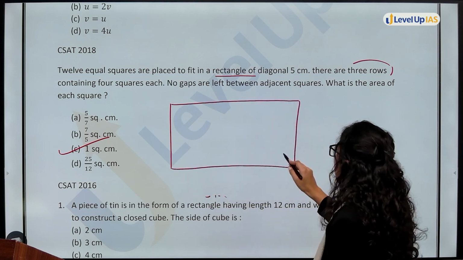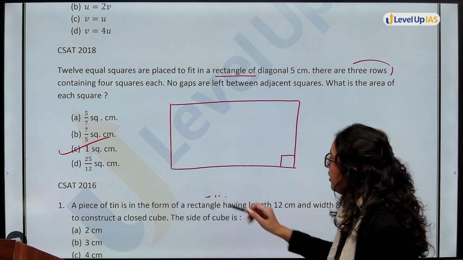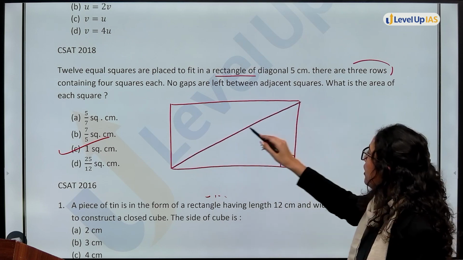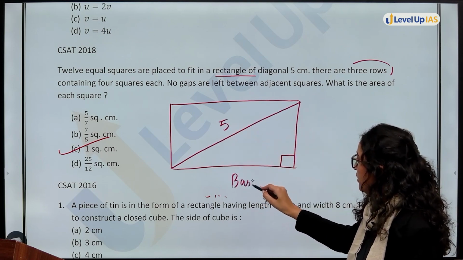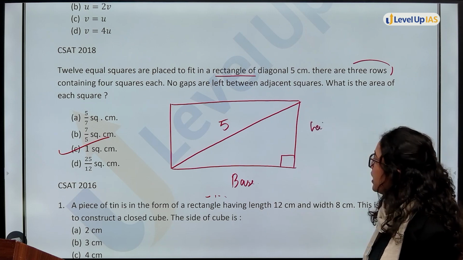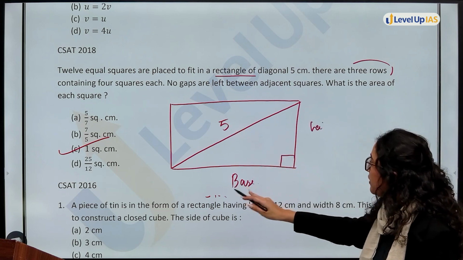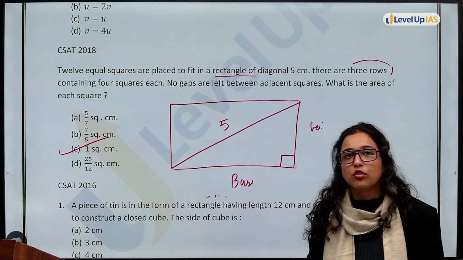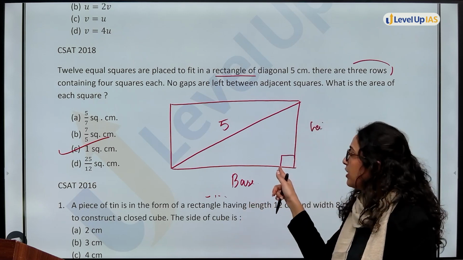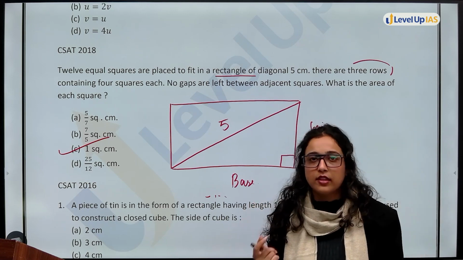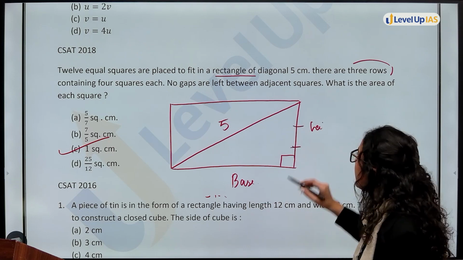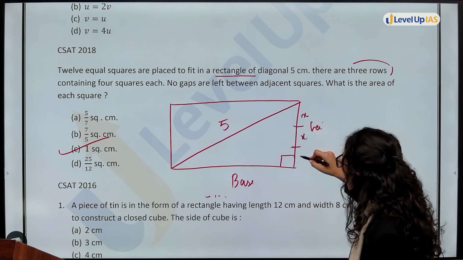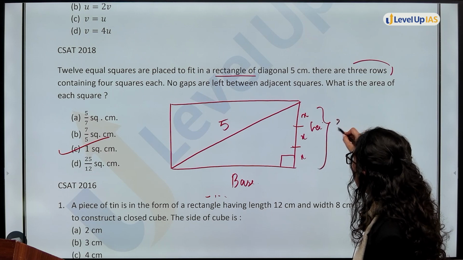Okay? This is an angle of 90 degrees. So this will be the hypotenuse, this is the base and this is the height. Okay? 5, and base and height will form a Pythagorean triplet, that is the 3 sides of a 90 degree triangle, right? Now this is being divided into 3 equal parts. So what happened, x x x, this whole becomes 3x.